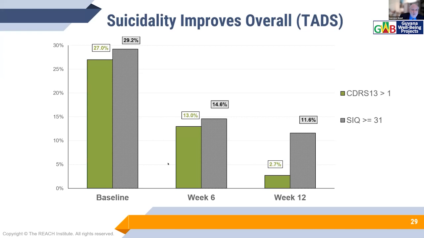The gray bar here is one measure. It's the CDRS question 13, which is a suicide question. And the other measure is the, I'm sorry, that's the SIQ. The CDRS is the green one. So both of these measures of suicidality go down hugely over 12 weeks of being in treatment.